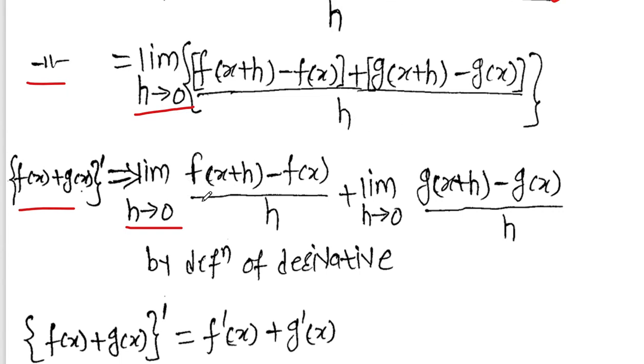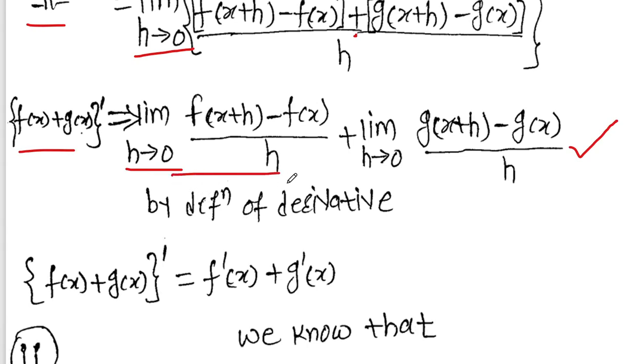Okay, so limit h tends to 0, (f(x+h) − f(x))/h, first term, plus limit h tends to 0, (g(x+h) − g(x))/h. So here we have simply separated the terms because there is a plus sign. So we expand, or we can take the addition of the numerator separately. Okay, so what is this? This is the derivative of f(x) and this is the derivative of g(x).